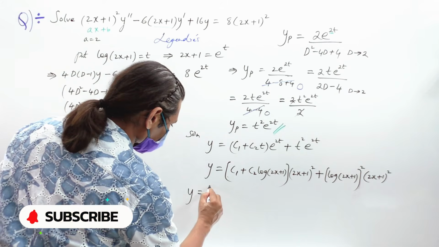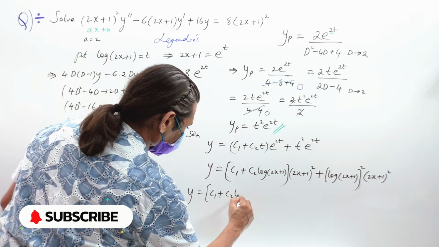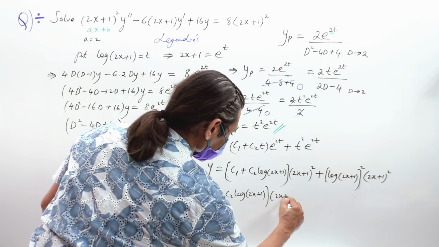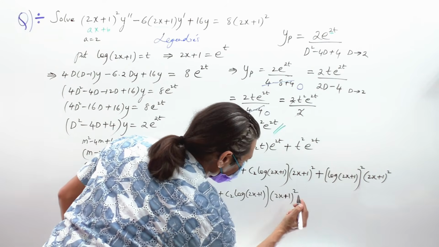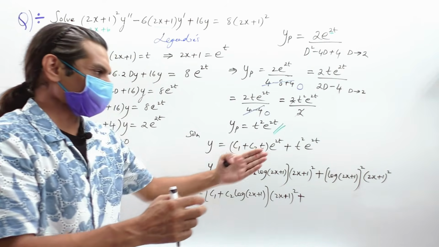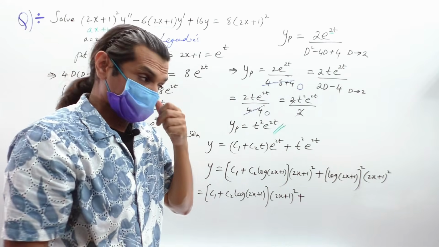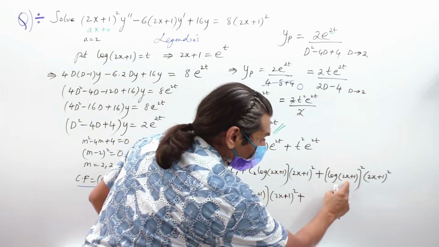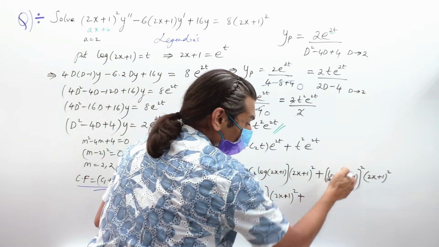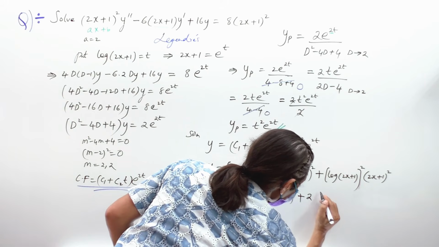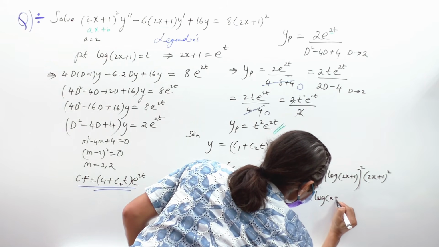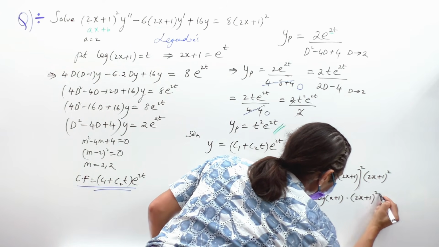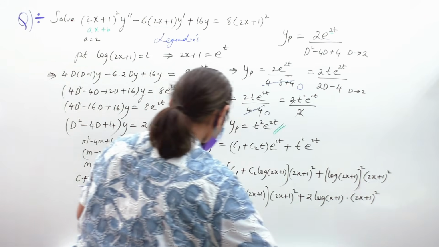Or if you want to go further, you can write it as y is equal to C1 plus C2 log of 2x plus 1, into 2x plus 1 the whole square, plus, see, you have the relation log of a raised to k is k log a, correct? So log of (2x plus 1) whole squared is 2 log of 2x plus 1, into 2x plus 1 the whole square. That's the final solution for this.